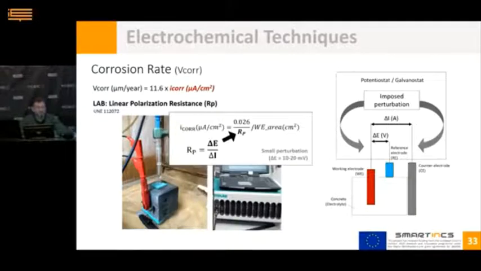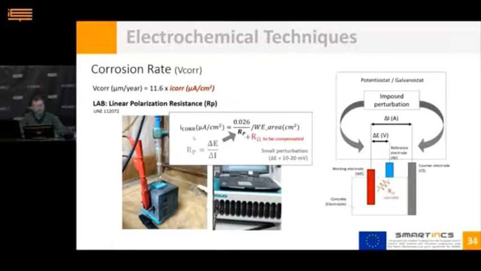The main alternative is to determine the corrosion density by the linear polarization resistance, the RP. The difference with respect to the Tafel method is that the applied perturbation is much lower, between 10 and 20 millivolts only. So there is no risk of irreversible damage of the rebars. The polarization resistance is obtained directly as the ratio between the recorded potential and the current. Using a simple formula, polarization resistance is converted into current density, the parameter we are looking for.